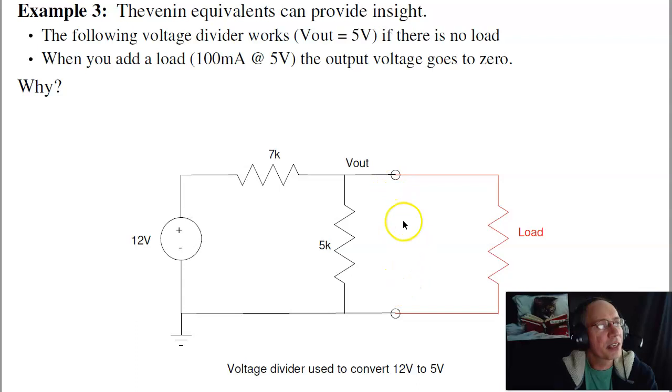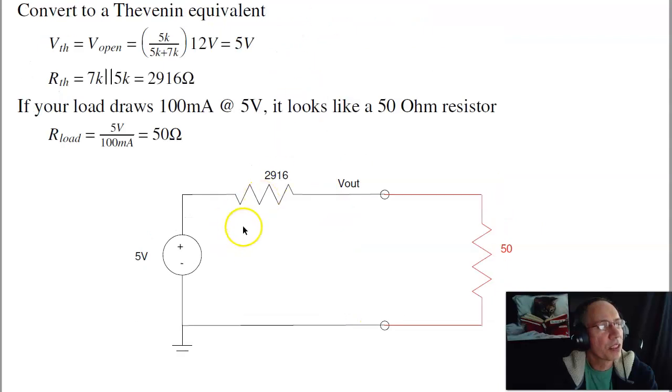Let's take the Thevenin equivalent to this circuit, looking left. The Thevenin voltage will be the open circuit voltage, 5/12 of 12 volts, or 5 volts. The Thevenin resistance is, turn off the voltage source, I've got 7K to ground in parallel with 5K to ground. So the Thevenin equivalent is this, 5 volts and 2.9K ohms. My load, 5 volts drawing 100 milliamps, looks like 50 ohms.